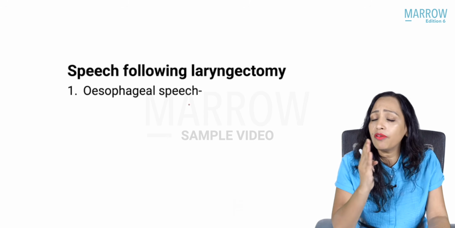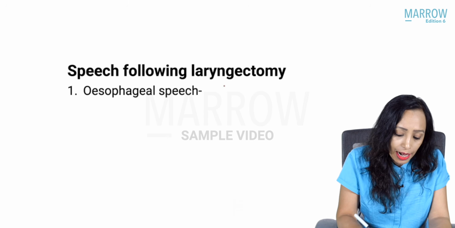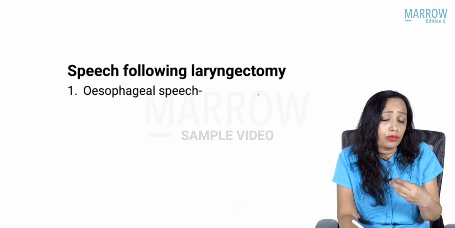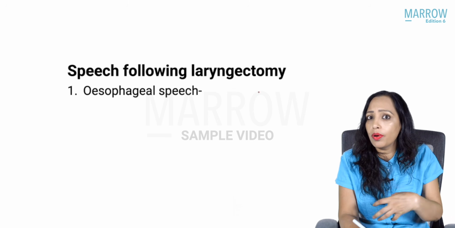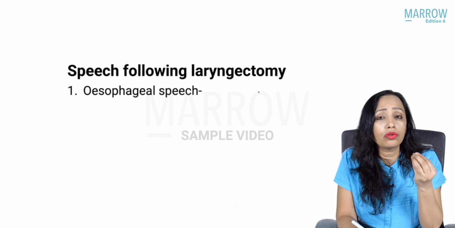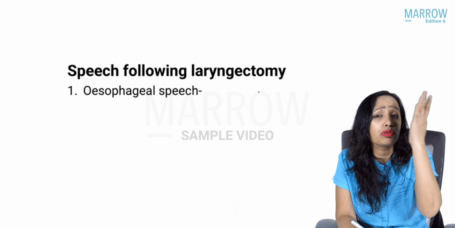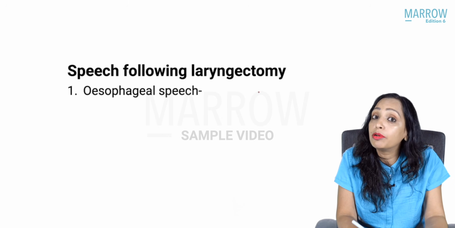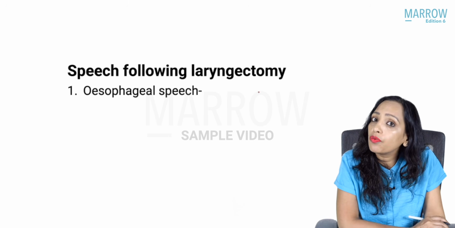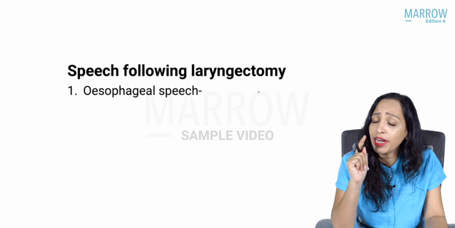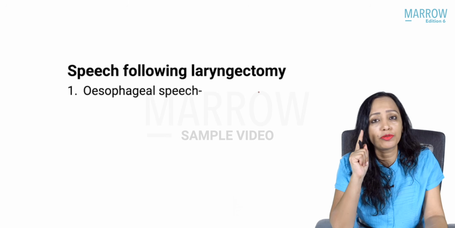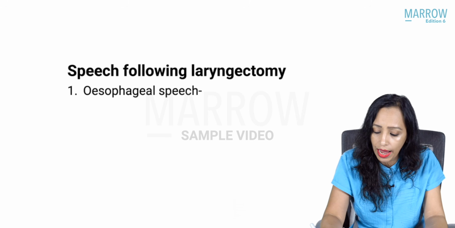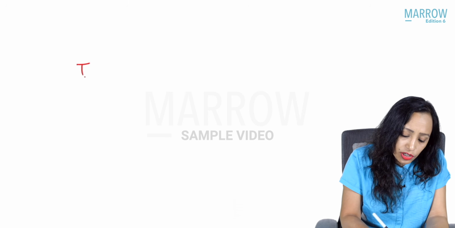That was a very, very difficult form of speech to develop, and the patient could just swallow air, speak 2-3 words, and then again swallow air, again speak 2-3 words. And not only that, it used to take months to learn. Maybe most of the patients never were able to learn it. So that was what is known as esophageal speech. Now, nowadays, what we have developed is the best form of speech following laryngectomy. That is what is known as the tracheoesophageal speech.